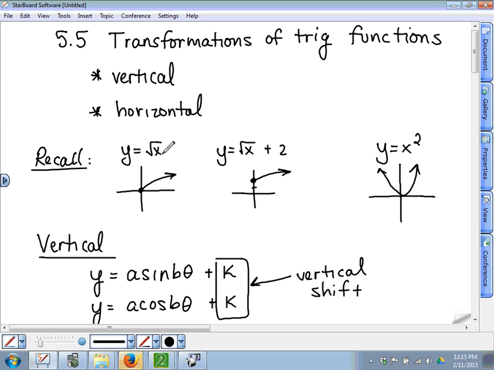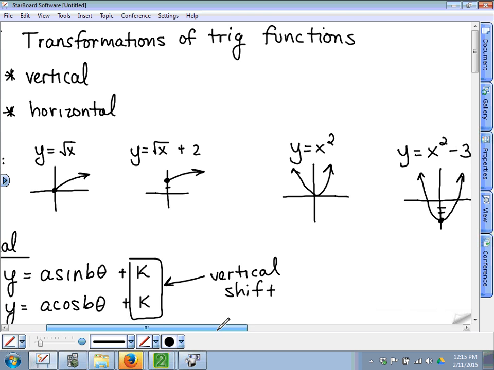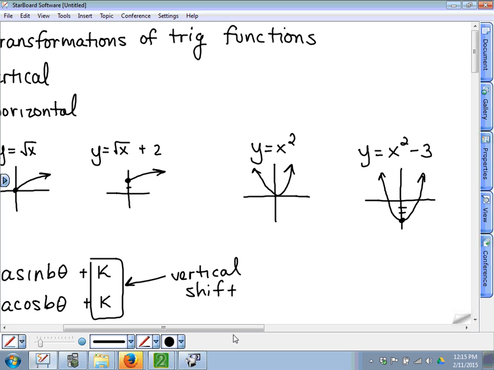I hope you did. Y equals the square root of x. This was a question on the last test we took. If the plus 2 were outside the square root, isn't that what it did? Moved it up 2 units. Now this is something you would have graphed last year. Y equals x squared. It's just a parabola. What if I put a plus or a minus 3 at the end of that thing? What does it do? So draw that real quick.